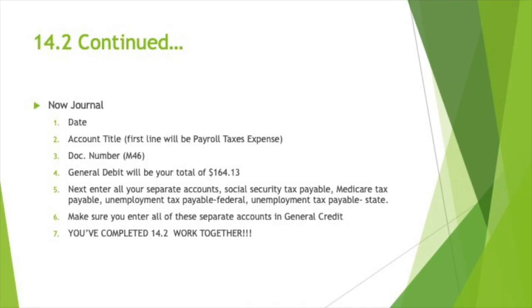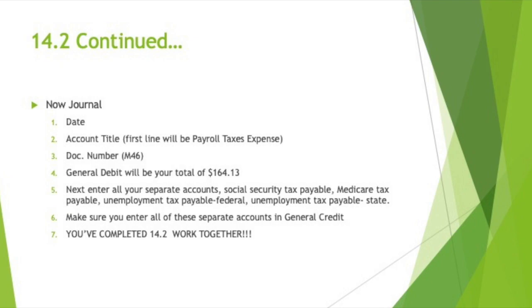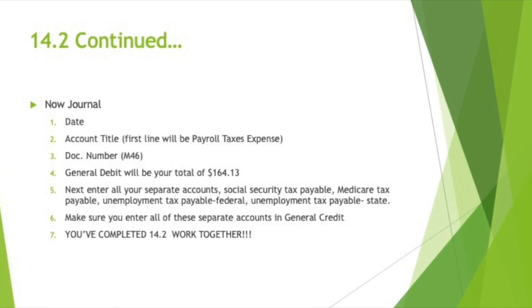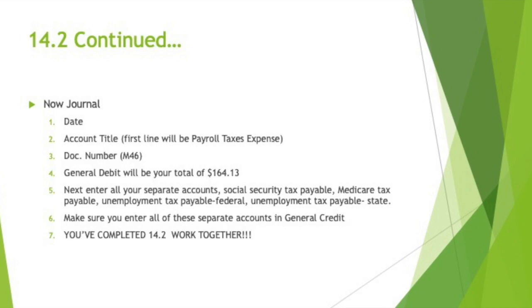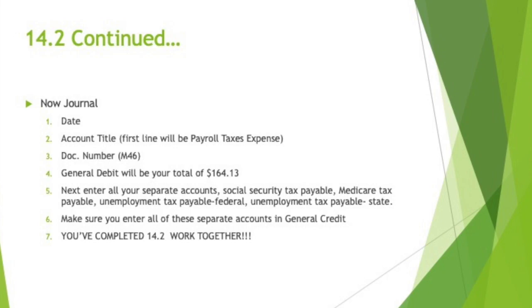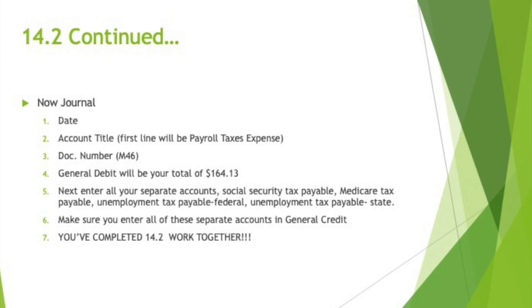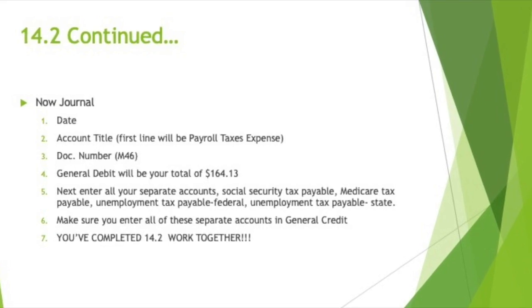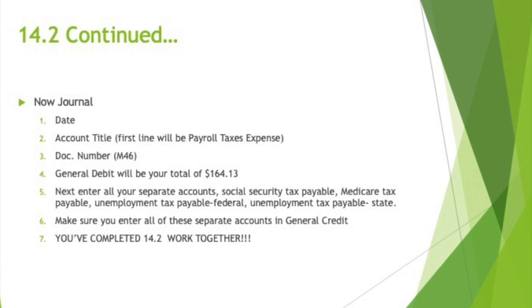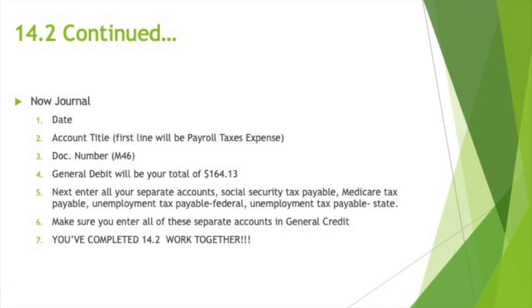We're almost done, guys. Now you get to journal like you have been this entire year. The first thing that we always do is the date, which will be May 15th because that is the end of the payroll period. Next, you'll do your account title. Your first line is going to be that payroll taxes expense that I talked about in the previous slides. Your doc number, it is in the Work Together, is memorandum number 46, so M46. You will put it in your general debit column. You will write in the $164.13.